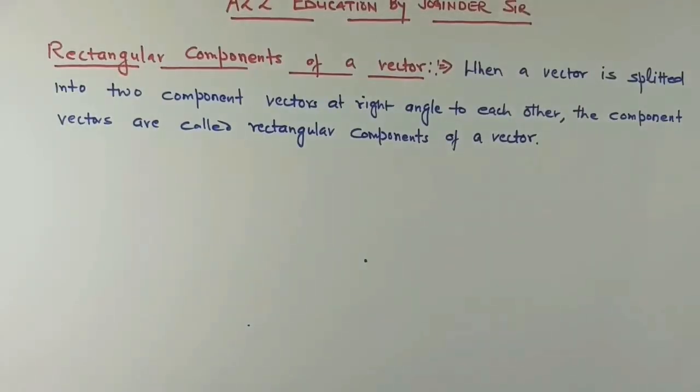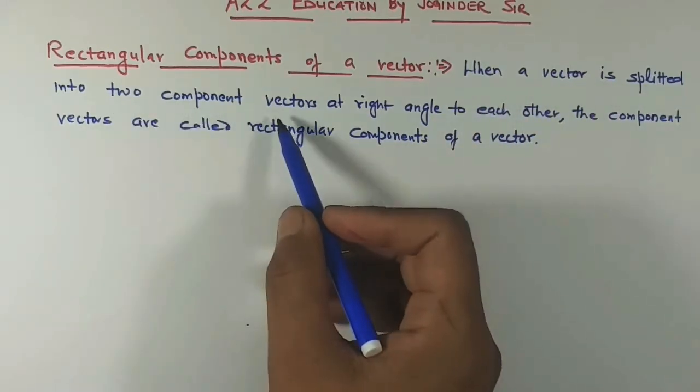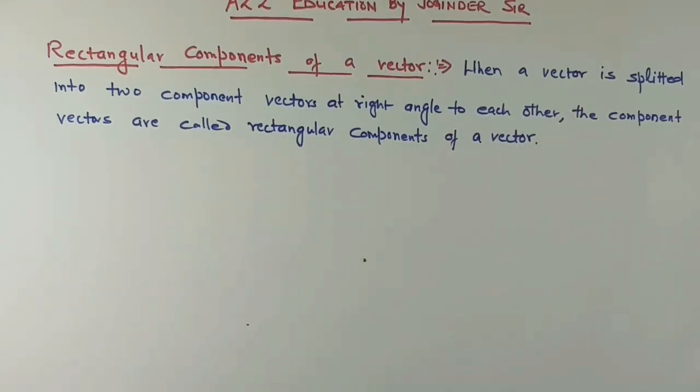Now we will discuss how to resolve a vector into its rectangular components. कैसे एक वेक्टर्स को रेक्टेंगुलर कंपोनेंट्स में रिजॉल्व कर सकते हैं. रेक्टेंगुलर कंपोनेंट्स होते हैं the components which are perpendicular to each other, राइट. तो हम यहाँ जानना सीखेंगे कि कैसे एक वेक्टर को रेक्टेंगुलर कंपोनेंट्स में रिजॉल्व करना है. So when a vector is split into two component vectors at right angle to each other, the component vectors are called rectangular components. उनको हम rectangular components बोलते हैं.